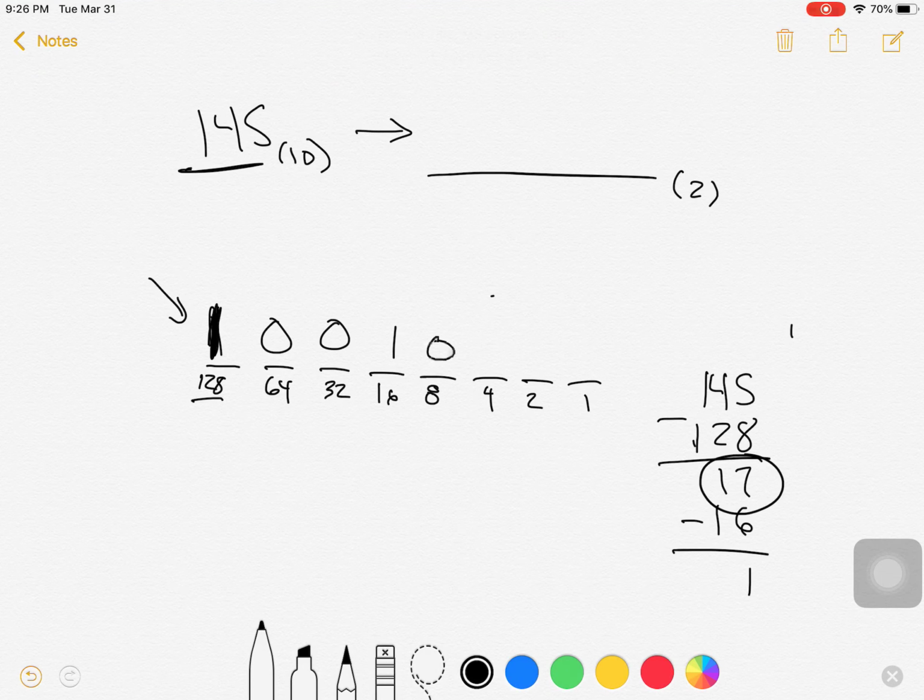Can 8 go into 1? No. Can 4 go into 1? No. Can 2 go into 1? No. And can 1 go into 1? Yes. And I'm left with nothing at the end. And that's as it should be. If you get done and you have things left, you've also done things wrong. So those are kind of your signs that something has gone awry.